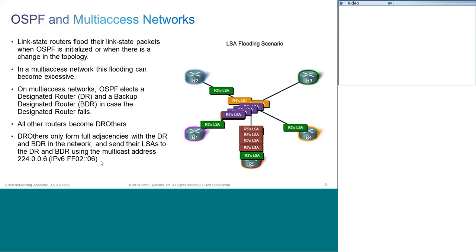And you can see in the graphic there, without a designated router or a backup designated router, the link state advertisements on an Ethernet network, like it's shown, would cause a lot of flooding in the network.